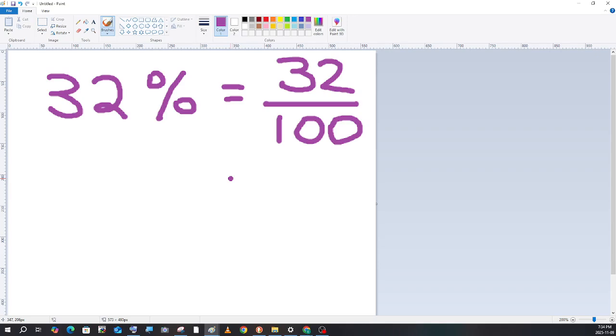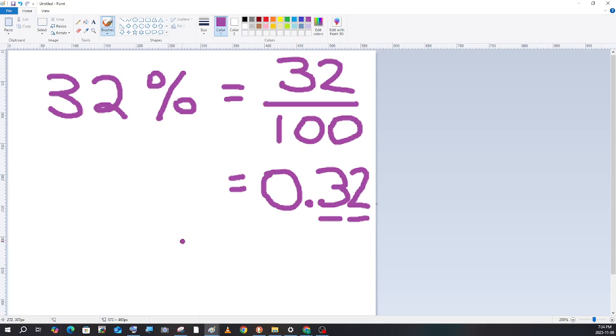Another way we could say 32 over 100 is we could say it is 32 hundredths, which tells me as a decimal, it would be 0.32. The reason I know that is because the first placeholder after the decimal point is called the tenths, and the second placeholder is called the hundredths. So if I have 32 hundredths, I have 0.32. In order to have 0.32, I have to have 32 hundredths.